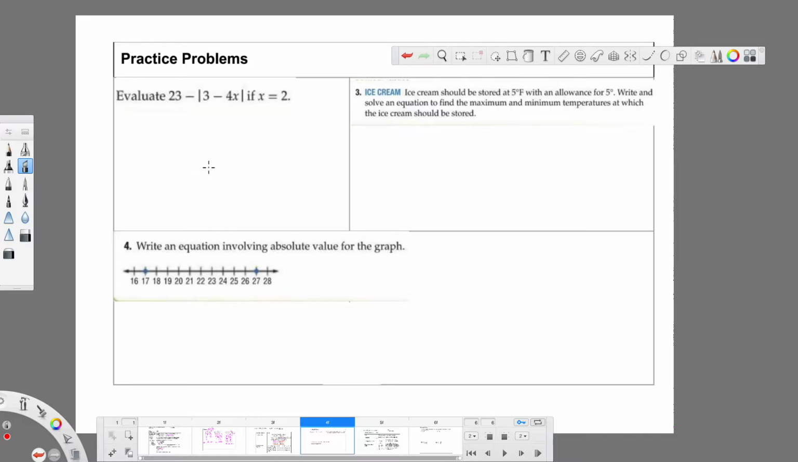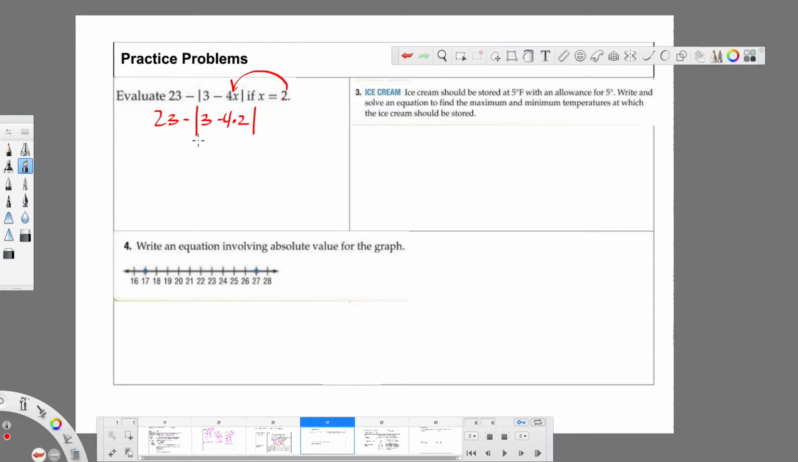One of the first things we want to do when we're looking at an absolute value, and for this one actually, all we're going to do is plug this in. This isn't necessarily an equation, this is an expression with absolute value. So we're just going to plug this x in. We have 23 minus the absolute value of 3 minus 4x, and we're going to evaluate that if x equals 2. So we're just plugging 2 in. We have 23 minus the absolute value of 3 minus 4 times 2, like that. And we're just going to work it out.